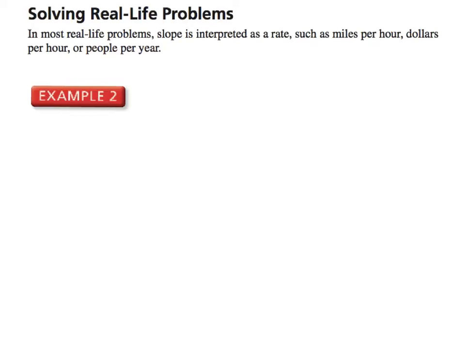Now, as in real-life problems, in most of them, slope is interpreted as a rate, such as miles per hour, dollars per hour, people per year. That is usually what slope is always interpreted as. So in example number 2, we're going to talk about a submersible.